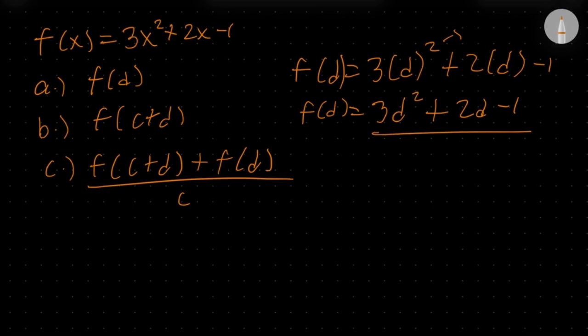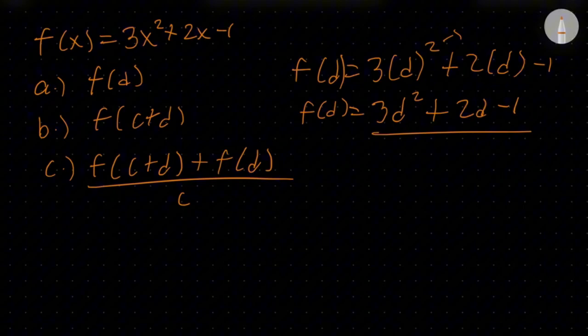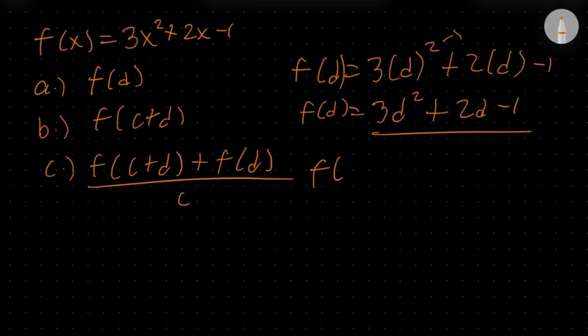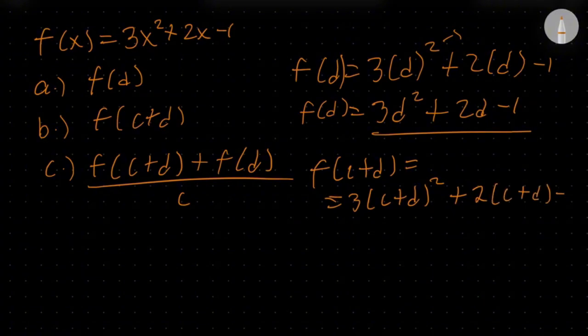Now let us proceed to letter B. f of c plus d. Again, let us plug it into the equation. We have 3 multiplied by c plus d raised to 2, plus 2 times c plus d, minus 1.